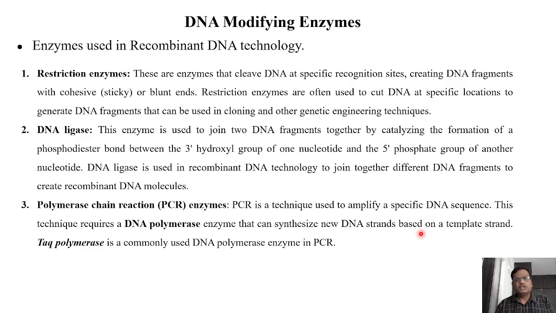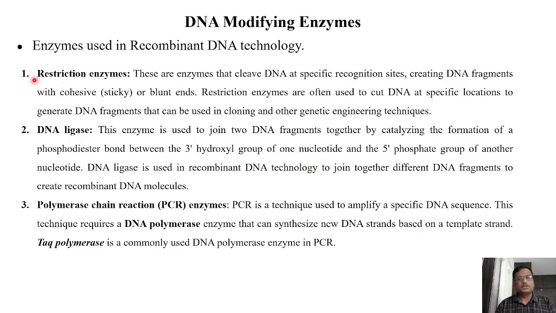So restriction endonuclease and ligase are two important enzymes which are used in recombinant DNA technology. There are many enzymes which are used which are essential in the gene manipulation technique. So let us try to understand some of them.